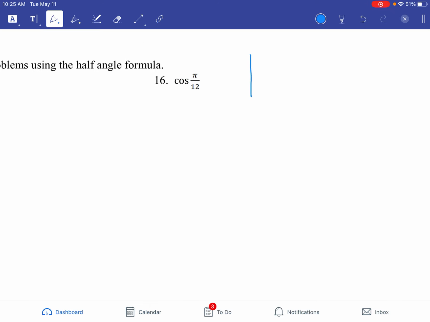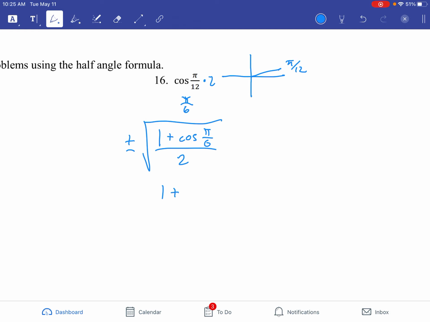Let's look at our unit circle again. Pi over 12 is going to be right here. We don't know the value of pi over 12, but we're going to use the half-angle formula to find it, based off our half-angle identity. We multiply this by 2 to give us pi over 6. So the formula for this is 1 plus cosine of pi over 6, divided by 2, with a big square root, and a plus or minus.